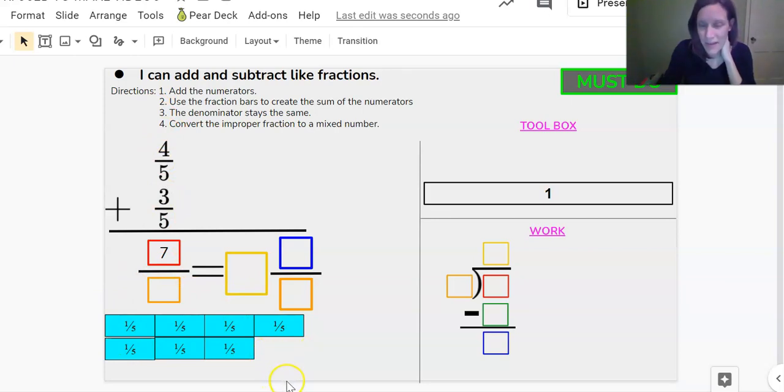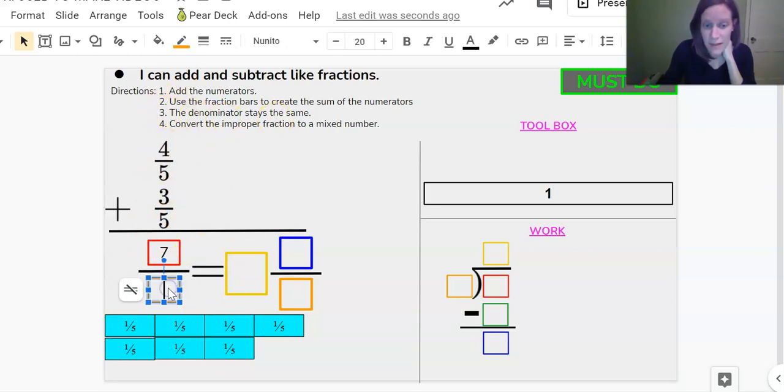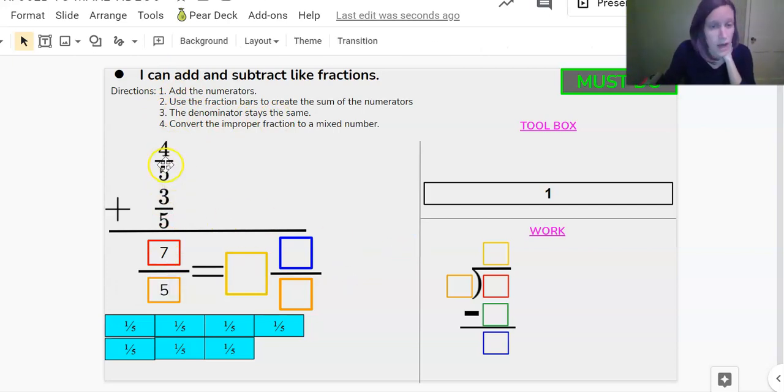Now remember, I keep saying fifths because they are fifths right here. It's 1/5, 2/5, 3/5, 4/5, 1/5, 2/5, 3/5. So right here it tells you the denominator stays the same. I'm still using pieces that are 1/5 of the whole. You do not add the denominators together. The denominator stays the same because it tells you how many pieces the whole was cut into. You're only adding the pieces that you have, which is shown by the numerator.